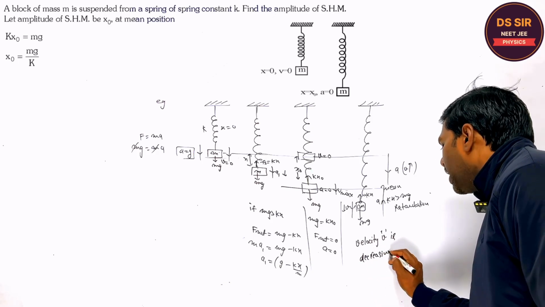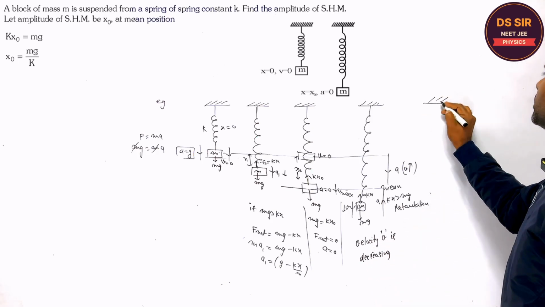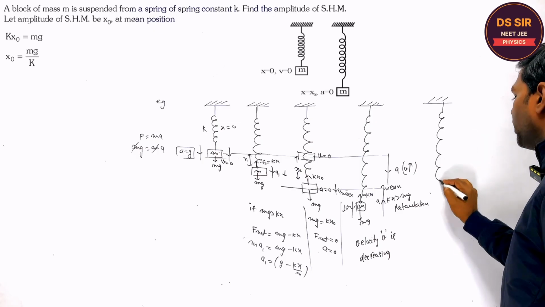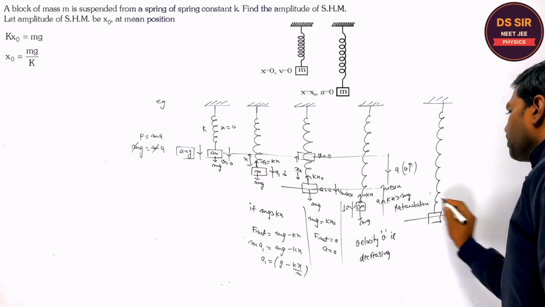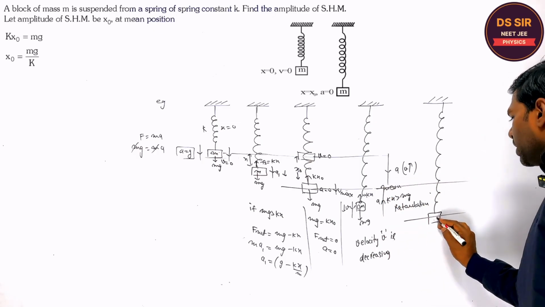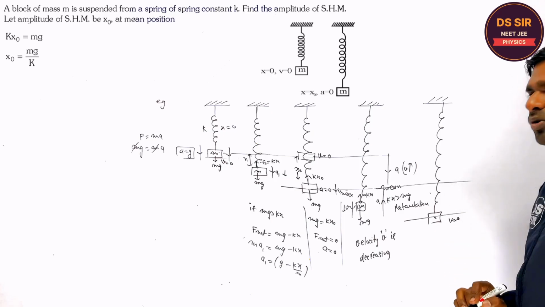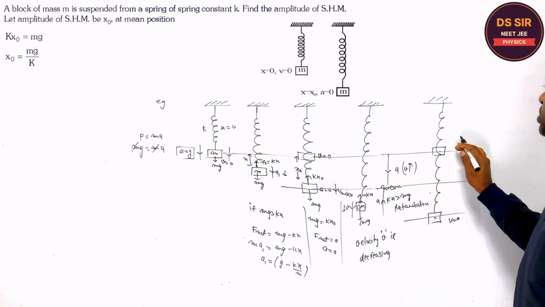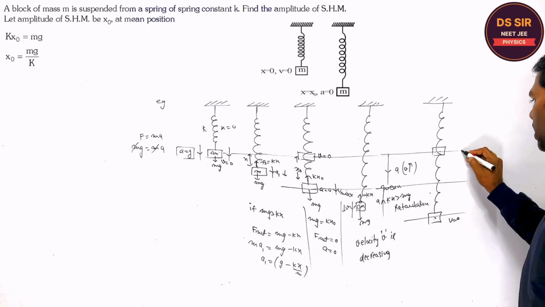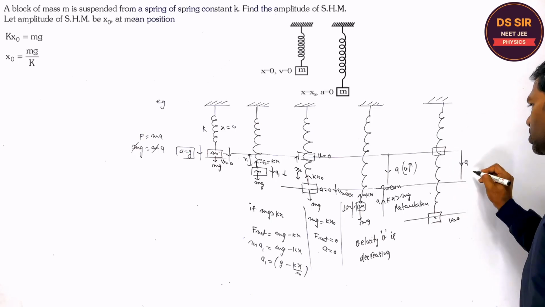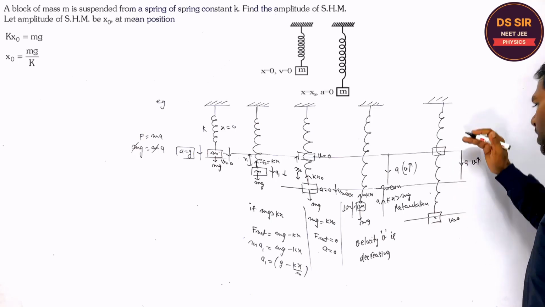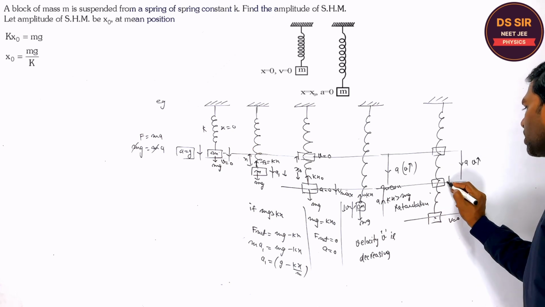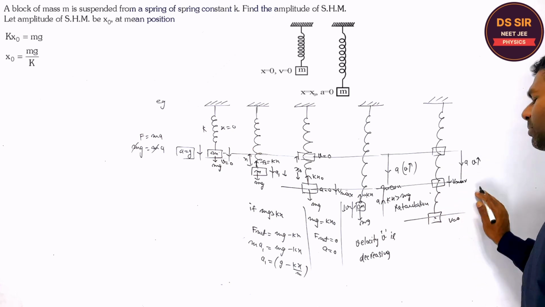All right. And finally, what will happen? Tell me. Finally, suppose this is the mean position. Here, the velocity becomes 0. So it is the initial position. Initially the velocity is increasing because the acceleration is downward. Velocity is increasing, and here the velocity becomes maximum.